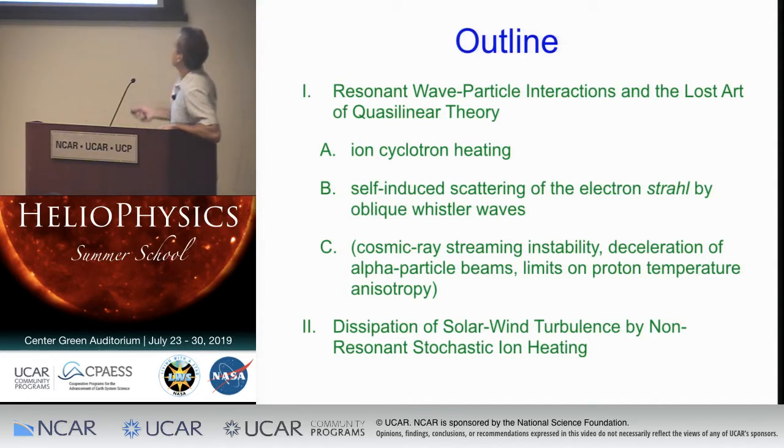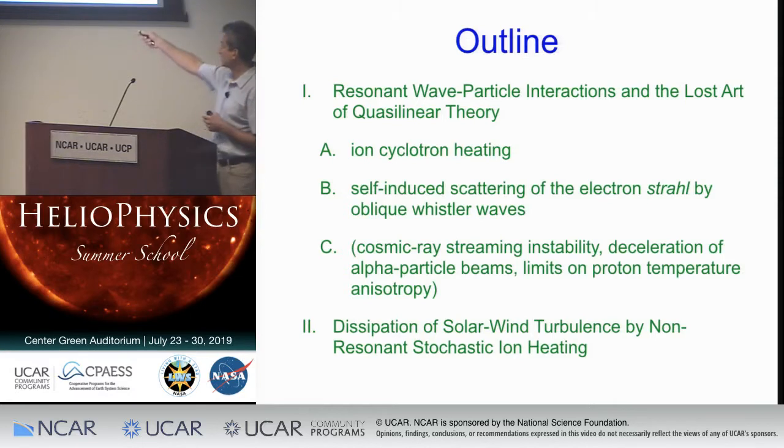I'm referring to this as the lost art of quasi-linear theory because quasi-linear theory is really a couple of things. It's a framework that you can use to carry out theoretical calculations. You can solve it on a computer, in some simple cases you can solve it analytically, and you can find out mathematically how a system evolves. But in addition to that mathematical framework, it's also a story. It contains some very powerful conceptual ideas that you can use to reason about important things in physical systems. And that's what I'm going to try to bring out when we talk about these two examples, cyclotron heating and the scattering of electrons by Whistler waves.